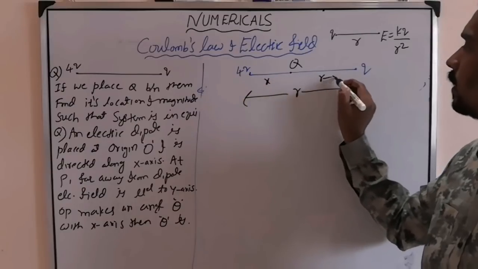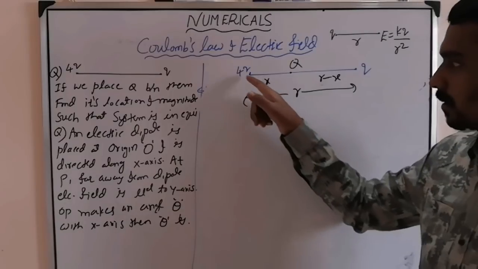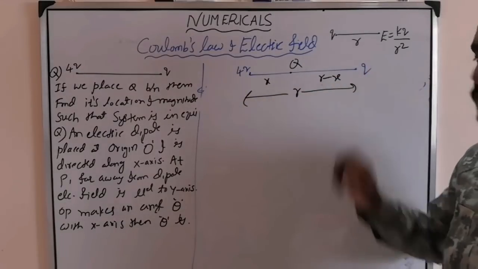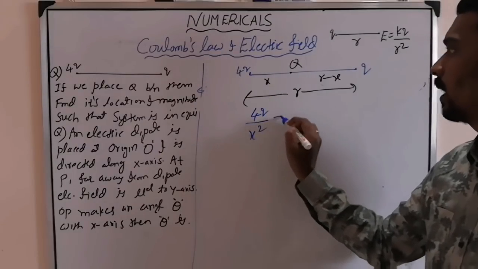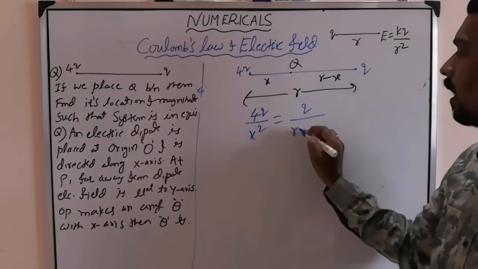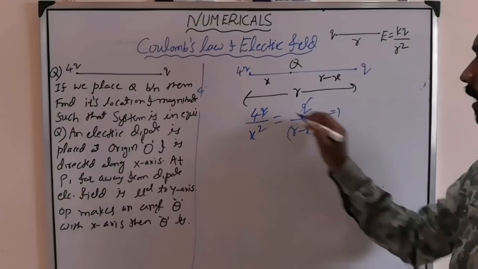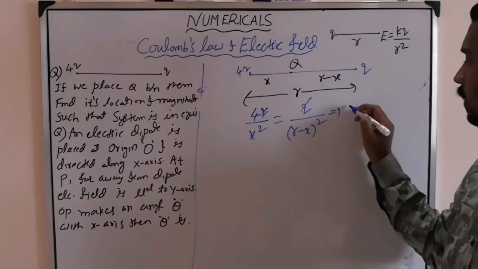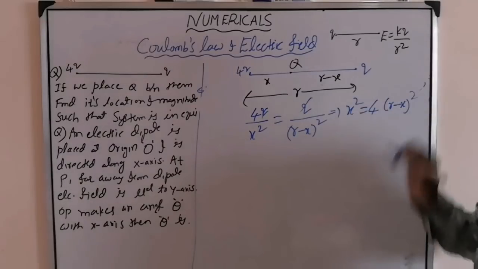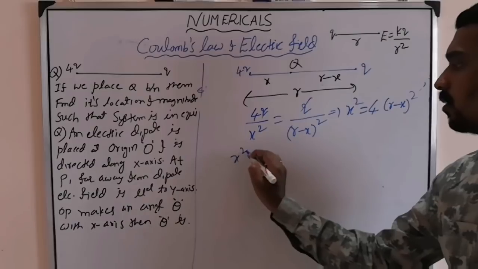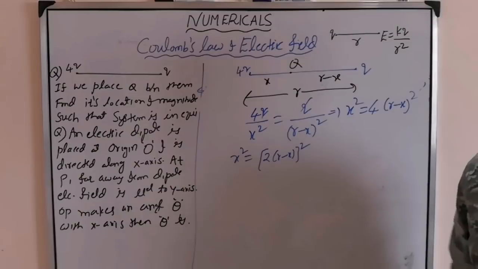At a distance x you will take, and this will become R minus x. Whatever x, that is q1, the other one is q2. So q by x square, 4q by x square equal to q by r minus x whole square. Q cancels, cross multiply it, then x square equal to 4 into r minus x whole square. Then x square equal to 2 into r minus x whole square.